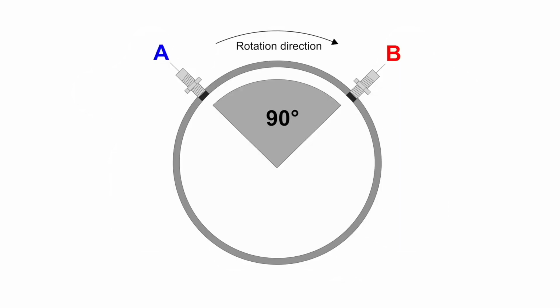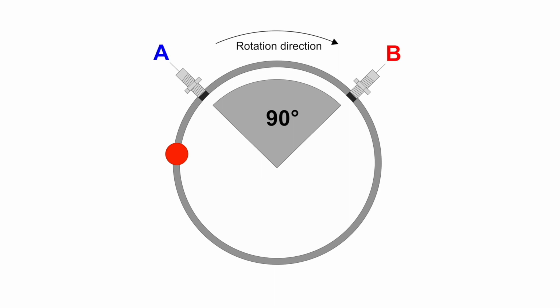Now I want to explain A and B marking and direction of rotation. Direction of rotation is important for some analysis. Please note the 90 degrees angle sector and note the rotation direction. If I mark some point on the shaft, red spot, then this point must come firstly to the sensor A and then to the sensor B.